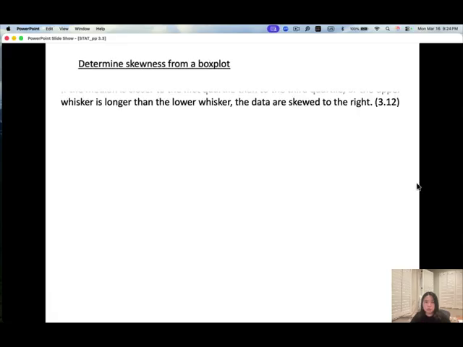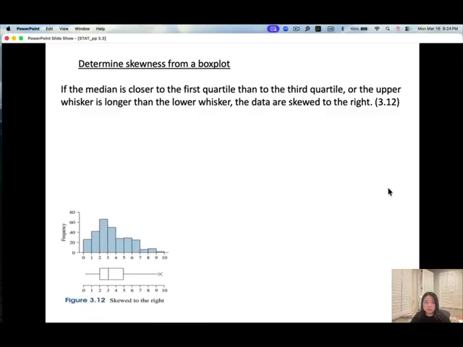Determine skewness from a box plot. So look at this picture. I have the histogram here, and then I use this data to construct the box plot. The star here means there is an outlier. And then we say if the median, meaning Q2, is closer to the first quartile than the third quartile, or the upper whisker is longer than the lower whisker, then the data are skewed to the right. Skewed to the right means the right tail is longer.